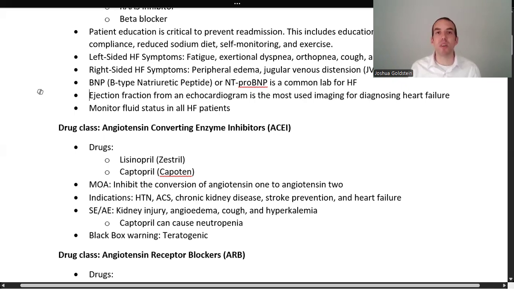Versus right-sided heart failure. Right-sided heart failure is where the right side of the heart backs up, so that's going to back up into the central circulation. So that's going to have peripheral edema, JVD, and things like that. And obviously, in some cases, patients will have both.